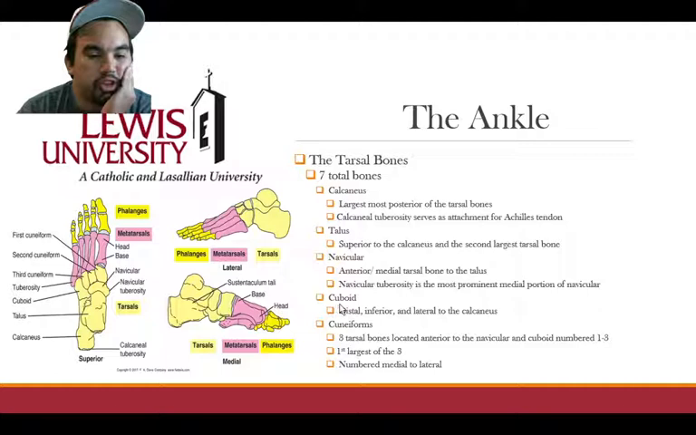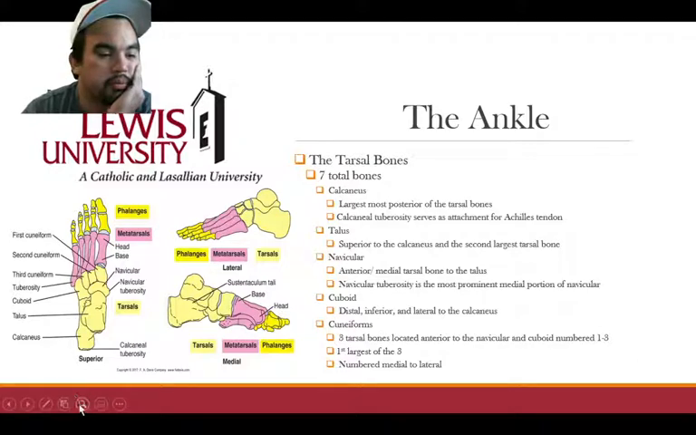And then we have our cuboid, which is on the lateral aspect of our foot. And this is distal and inferior to the lateral aspect of the calcaneus. And then in front of those, we have the cuneiforms. And those are 3 tarsal bones that just sit anterior to the navicular and the cuboid, and they're called cuneiform 1, cuneiform 2, cuneiform 3. The first is the largest of the 3, and then we number them medial to lateral.